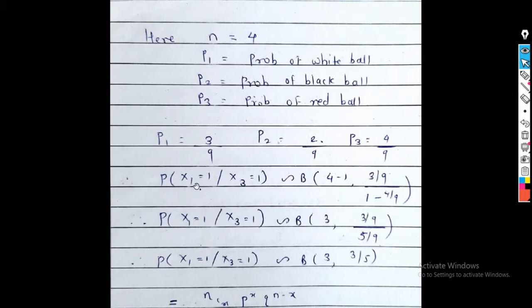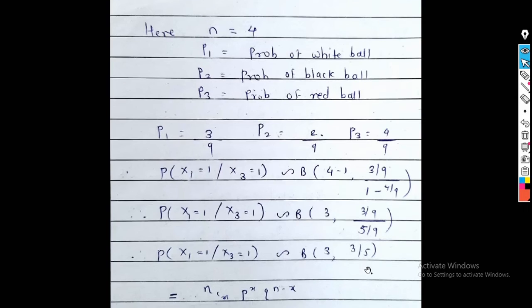So the probability of x1 equal to 1 given x3 equal to 1 follows a binomial distribution with n minus xj. What is the value of n, which is 4, minus xj. Xj means the given value. The given value of x3 is 1, so that is 4 minus 1, with P1, the probability of x1, which is 3 by 9, and 1 minus Pj, that is 1 minus the probability of the given value x3, which is 4 by 9. After solving this, we get that x1 given x3 equal to 1 follows a binomial distribution with parameters 3, 3 by 5.